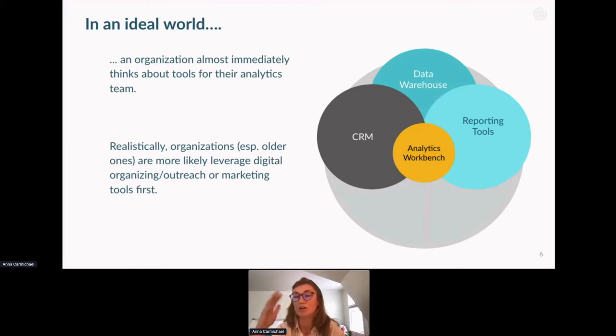So they get a database, an analytics workbench, in the same breath as they're getting a CRM and their other tools. But in a realistic world, most organizations, especially in the nonprofit space, scale in other ways. They might have already had marketing tools, outreach tools before they're thinking about a database, before they're thinking about an analytics workbench, just because analytics workbenches maybe didn't exist when they first started picking their outreach tools or their CRMs.